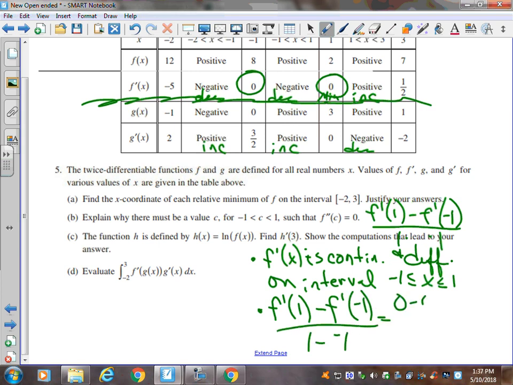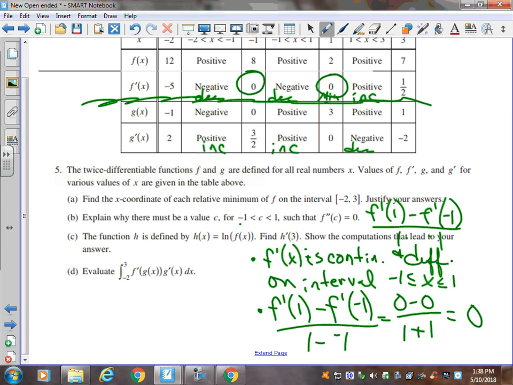And say 0 minus 0 over 1 plus 1 is 0. That's worth 1 point, to get all of that to come out to be 0 and have your information. And then you just make a sentence. Therefore, by the mean value theorem, there's at least one value of C in the open interval that they gave me, that F double prime of C is 0. That's the sentence you would write.